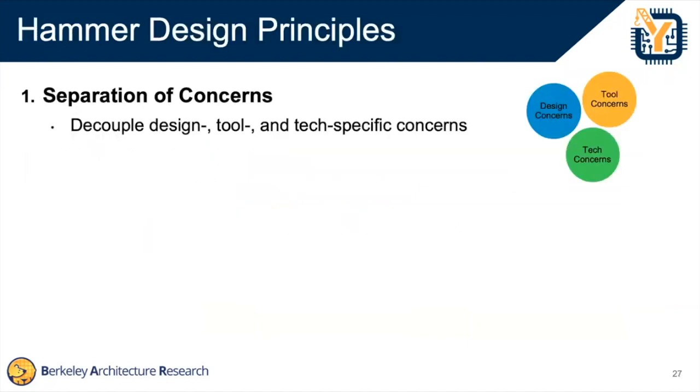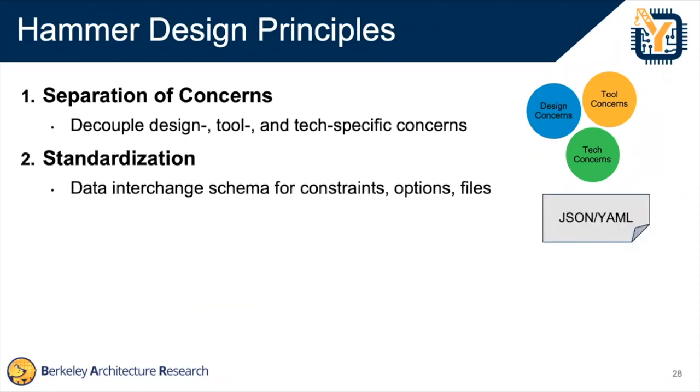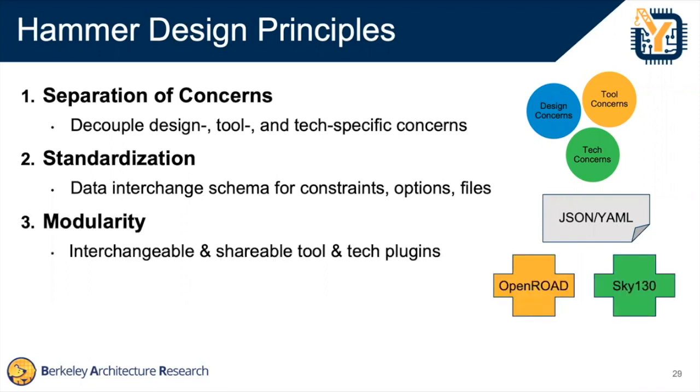So Hammer is really about the separation of concerns. We take these design, tool, and technology specific concerns, and we try to separate them into individual plugins for each design, tool, and technology. We also do standardization. Hammer defines an intermediate representation, a consistent schema for constraints, options, and files. And these are in JSON or YAML formats.